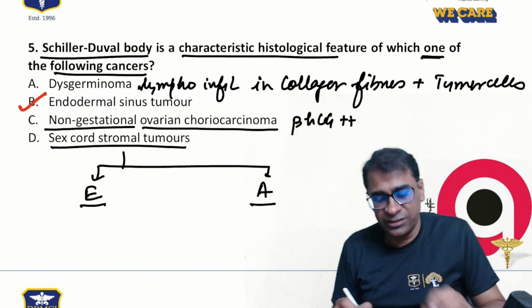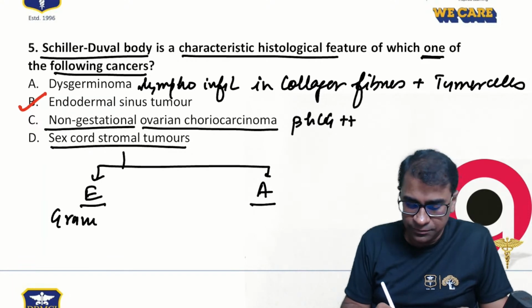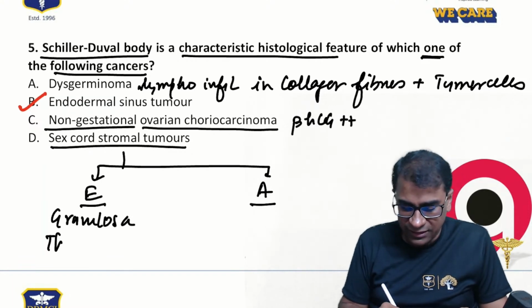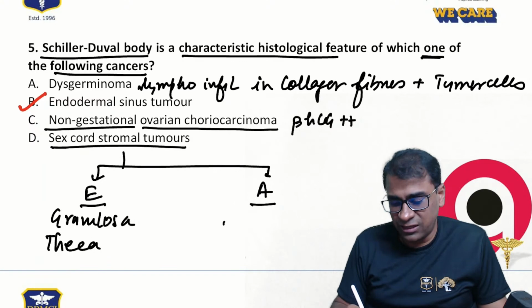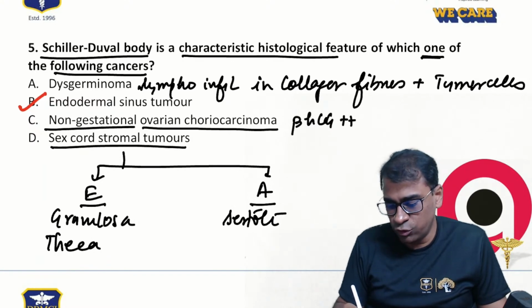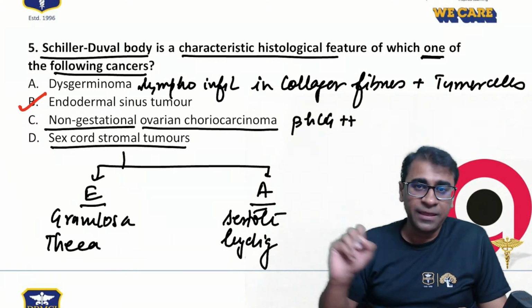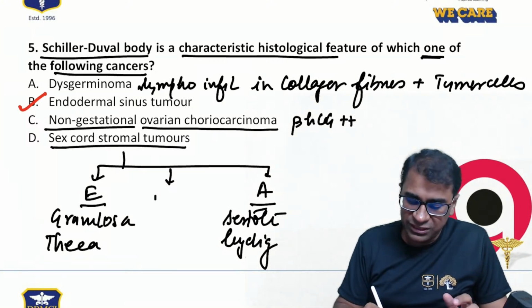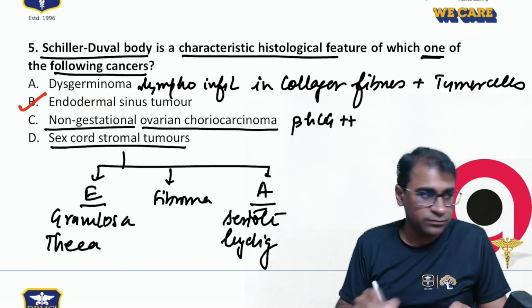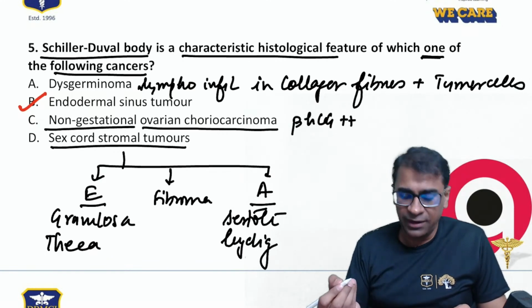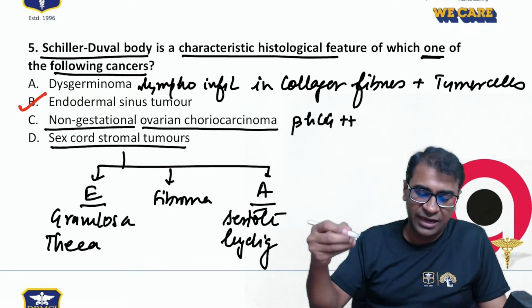The estrogen-releasing ones are granulosa cell tumor and theca cell tumor. And the androgen-releasing ones are Sertoli cell tumor and Leydig cell tumors. That's how you must remember this. And the one which doesn't release anything is called fibroma. Simple enough. Anyhow, the answer is endodermal sinus tumor.